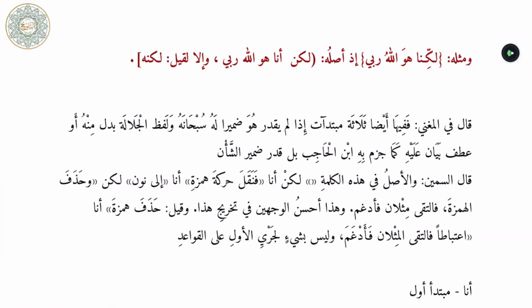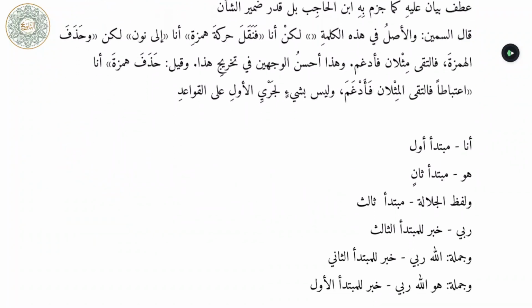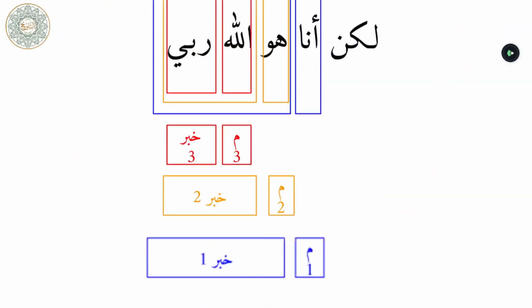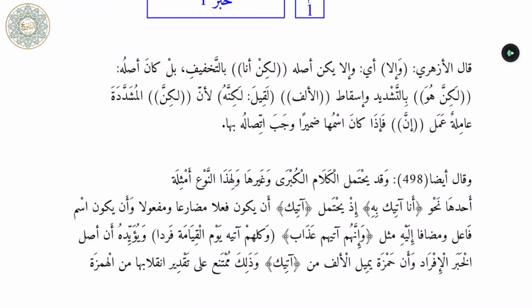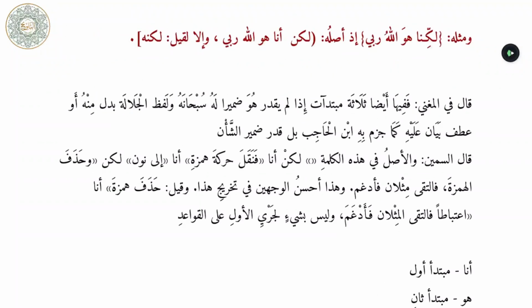ومثله لكننا هو الله ربي إذ أصله لكن أنا هو الله ربي وإلا لقيل لكنه. This is a very good example mentioned by Ibn Hisham. And we'll cover this and we'll conclude with this bi'idhnillah. Now let's understand this. Okay.